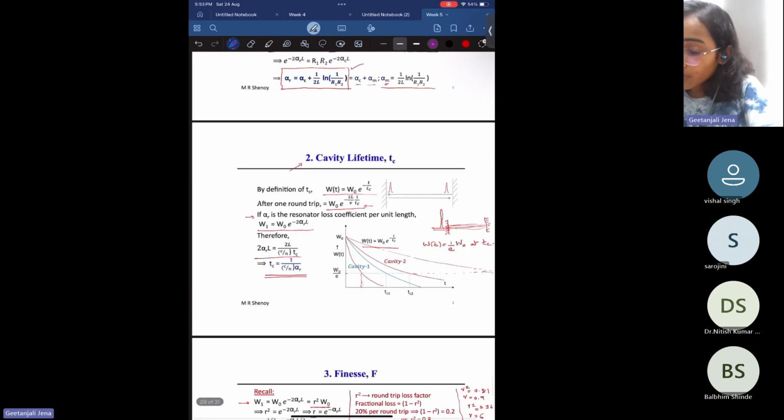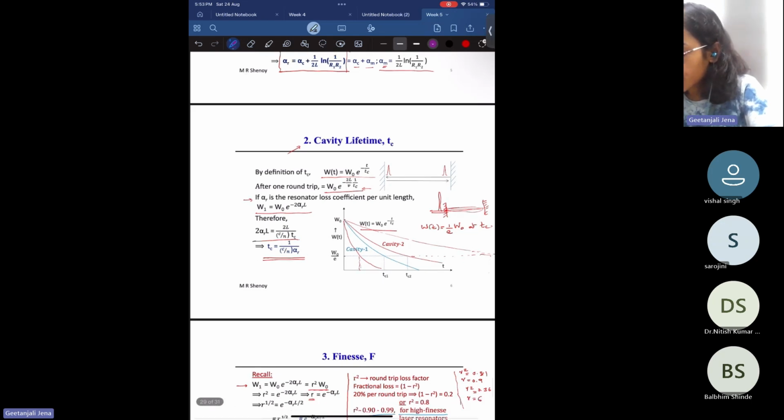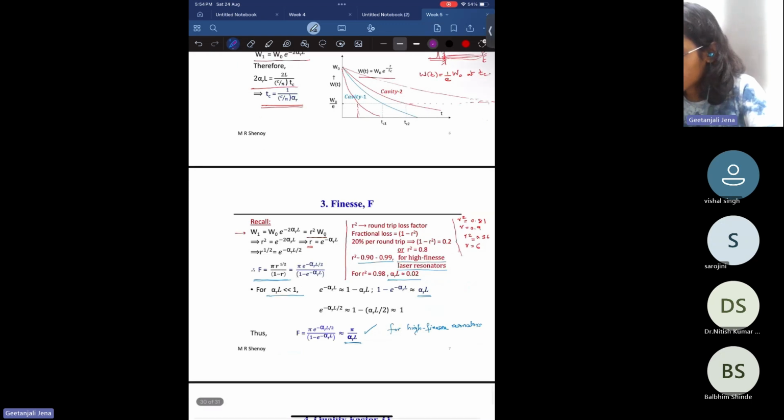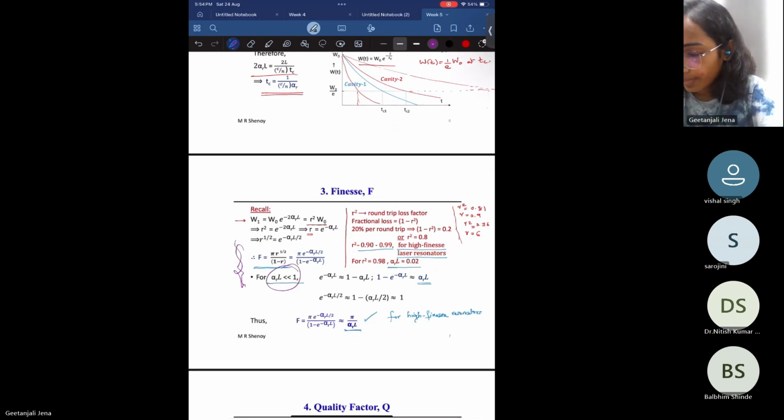Whenever we are making an approximation, please remember what approximation we are making. If that approximation is given in the problem, then we can use this formula. Otherwise, only use the initial formula. Don't use the approximate formula. Ma'am, in this PPT, pi by alpha R L is for high fineness, and the range for high fineness is 0.90 to 0.99.